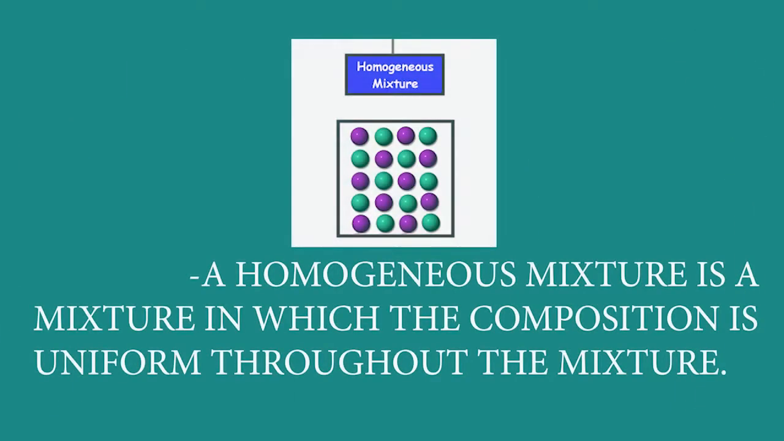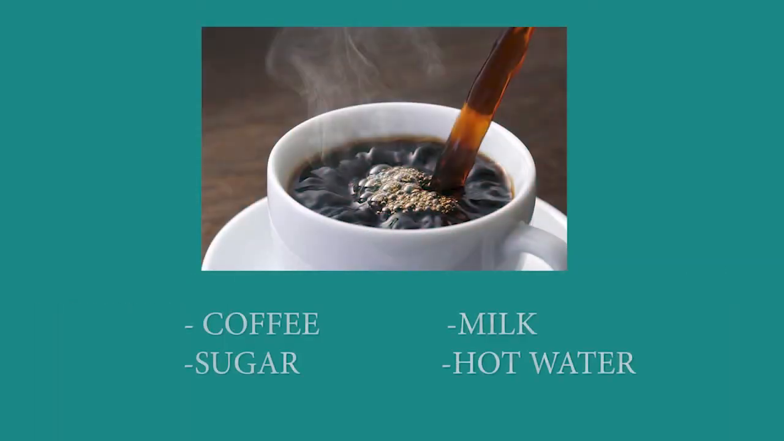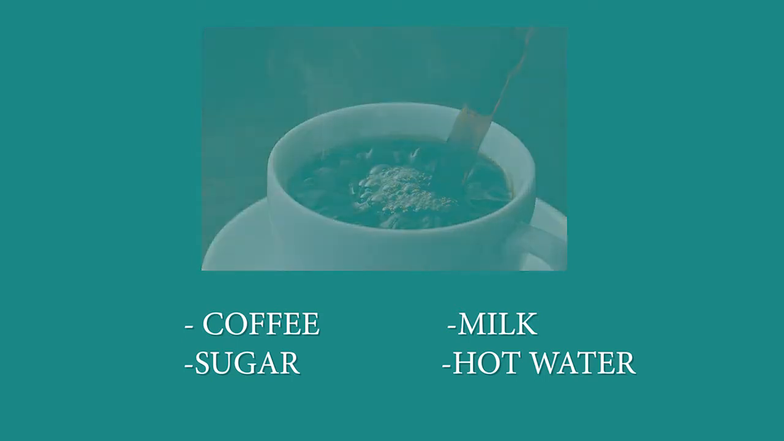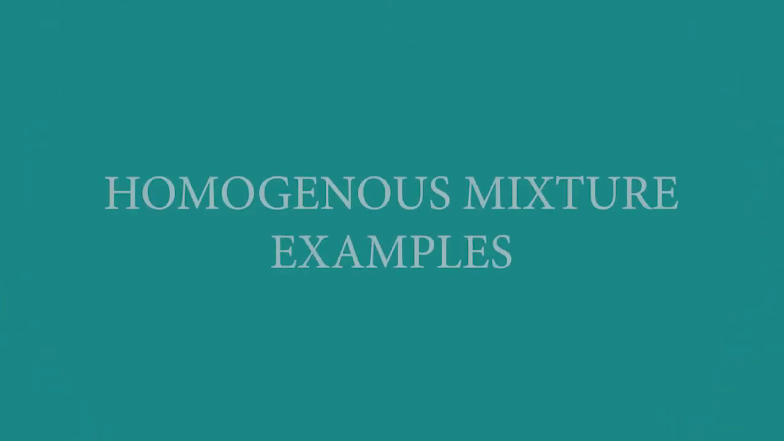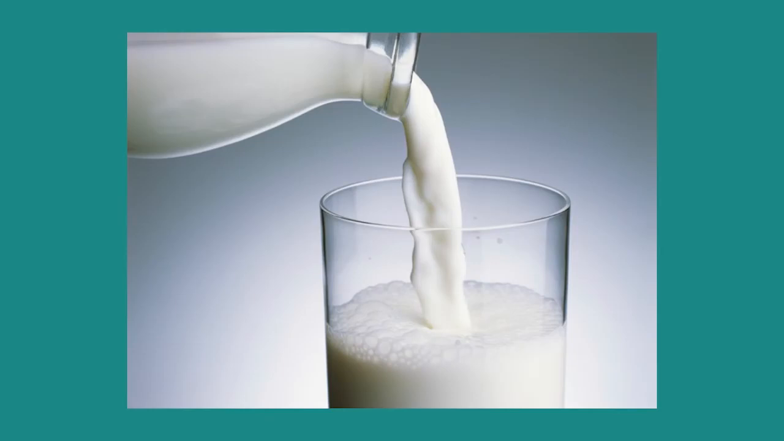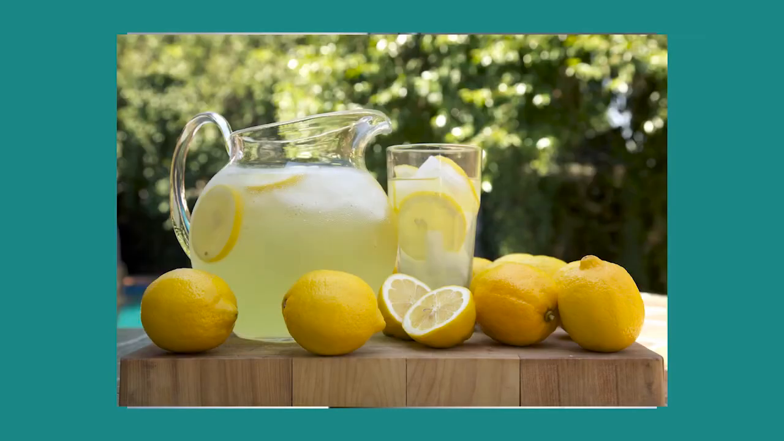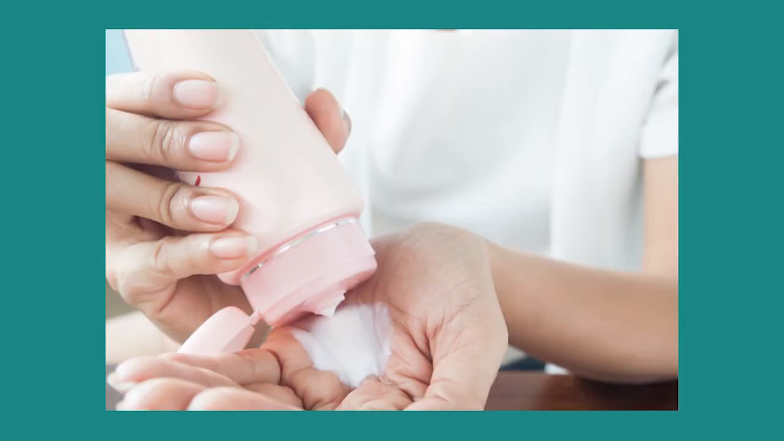A homogeneous mixture is a mixture in which the composition is uniform throughout the mixture. One example of a uniform or homogeneous mixture is coffee. The mixture of coffee, milk, sugar, and hot water blend together. The mixture itself takes one same form. Here are other examples of homogeneous mixtures, which you cannot tell the substances apart, such as soft drinks, milk, lemonade, even lotions, and many more.